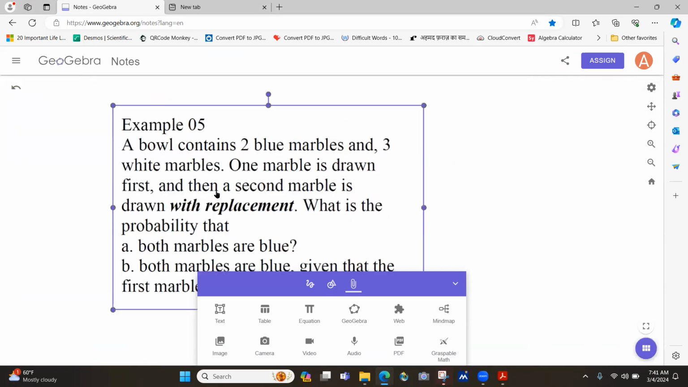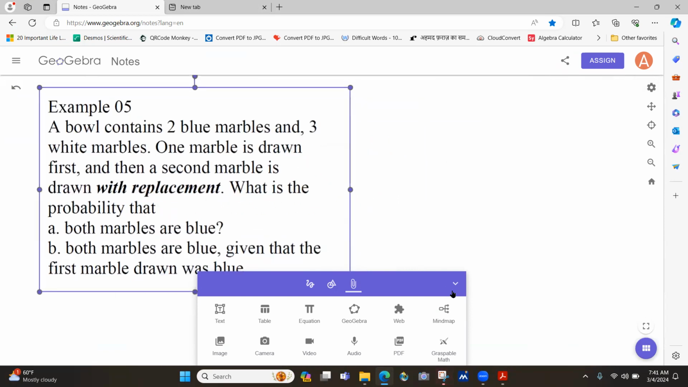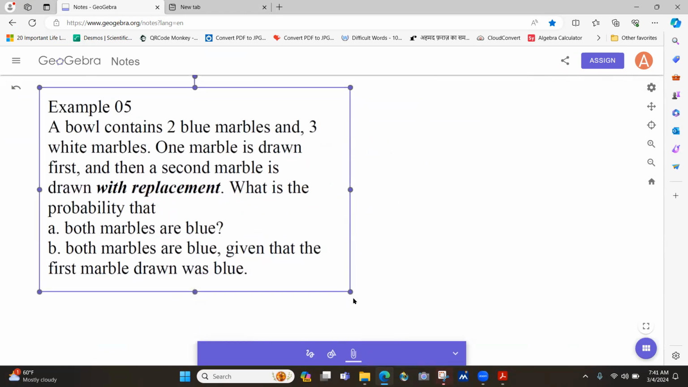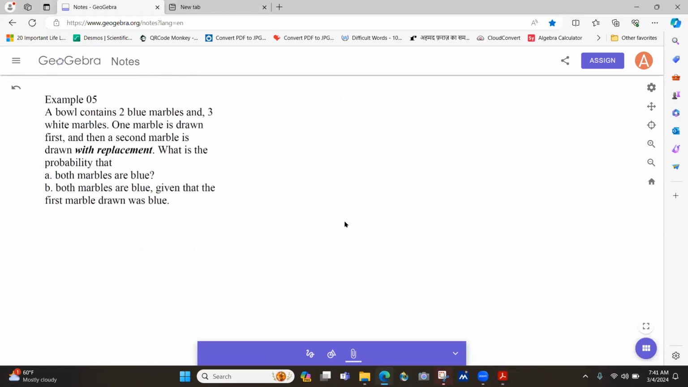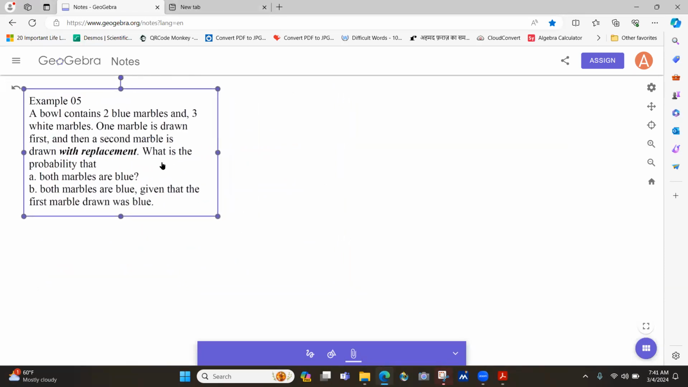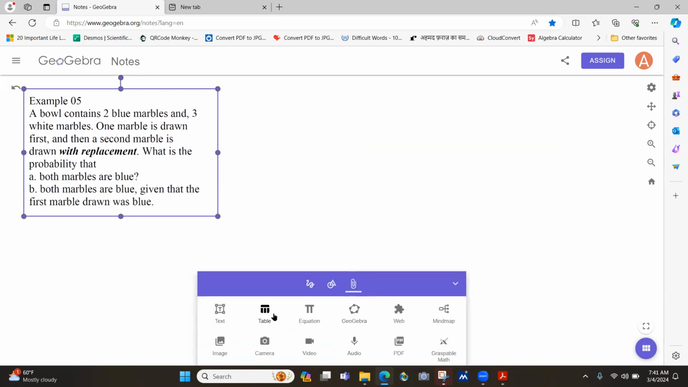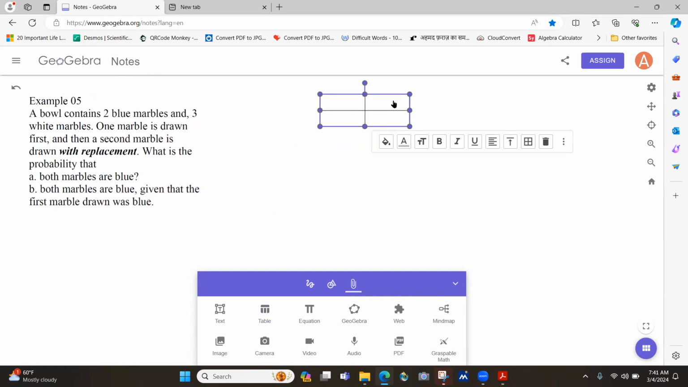It's a conditional probability problem, but we have done problems like this. So I have a bowl that has 2 blue marbles and 3 white marbles. One marble is drawn first, and the second marble is drawn without replacement. It's really like having 2 containers. I only have one container. And let me make a nice table.